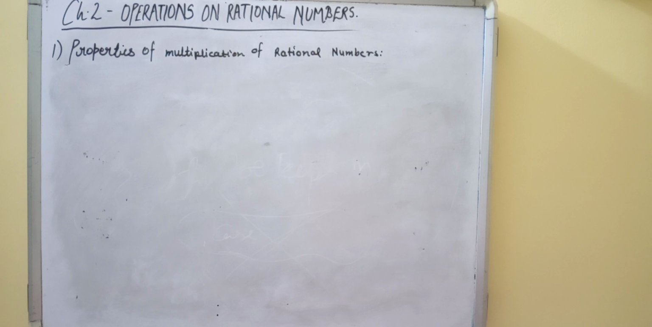In your previous classes, you have learned the properties of multiplication of integers such as closure property, commutative property, associative property, multiplicative identity, multiplicative inverse, zero property, and distributive property of multiplication over addition and subtraction. Same properties apply to the rational numbers also. So, first we will see the closure property.